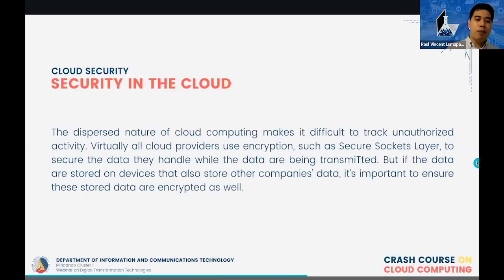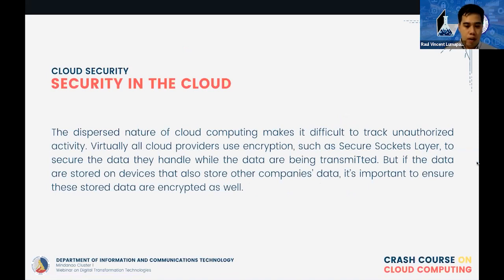So the dispersed nature of cloud computing. The disadvantage in terms of data privacy is that the dispersion of data in cloud computing makes it difficult to track. I'd just like to emphasize this point. Since it's difficult to track, it might also be difficult to patch up.